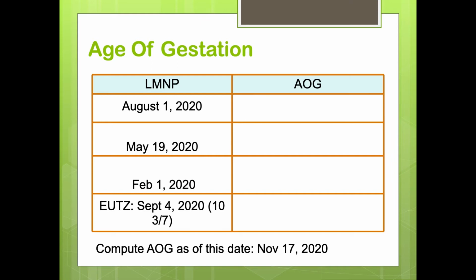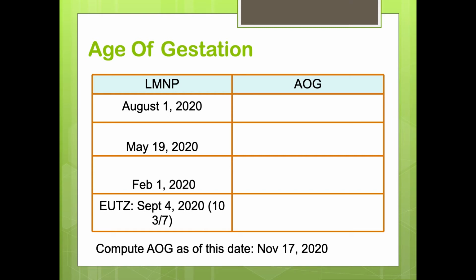Okay, in cases where patients are not sure of their menses or they have irregular menses, one way of determining or establishing the age of gestation is using an early ultrasound. So, if a patient brings in her early ultrasound, which shows that early ultrasound, or ultrasound done at less than 20 weeks age of gestation.